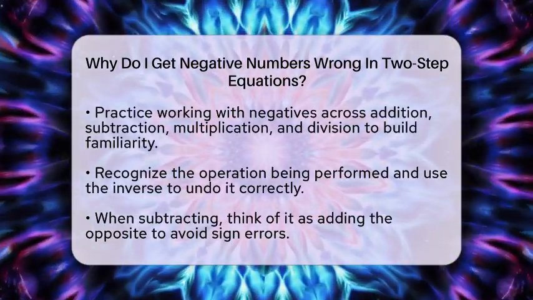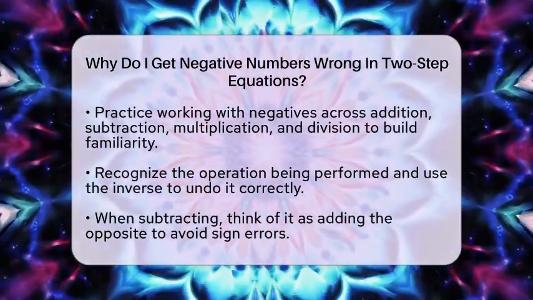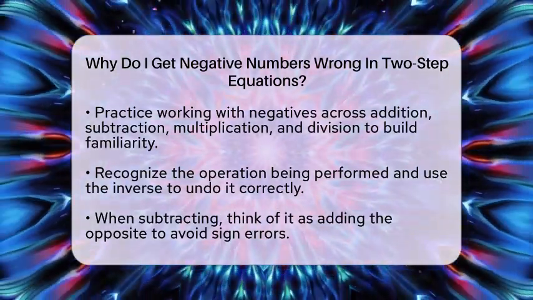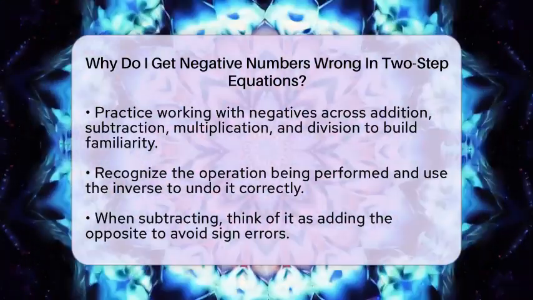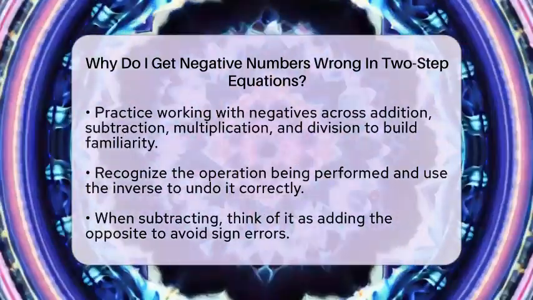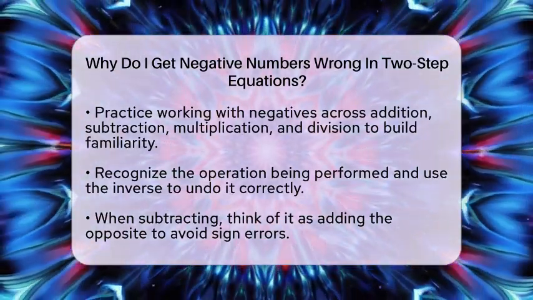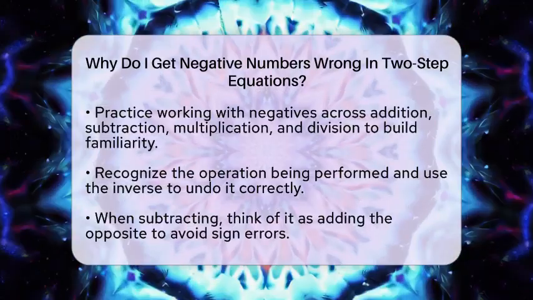Also, always perform the same operation on both sides of the equation. If you forget or do it only on one side, the balance is broken, and your solution will be incorrect. It's very easy to lose track of signs when rushing through steps or skipping parts. Writing each step clearly helps you see what's happening and keeps your signs correct.